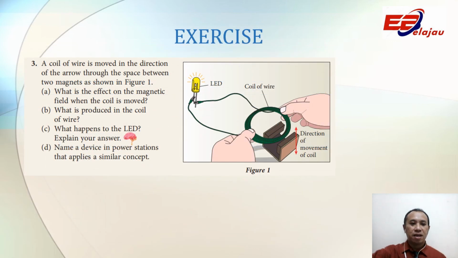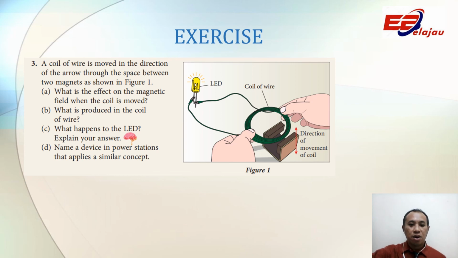Question number 3. A coil of wire is moved in the direction of the arrow through the space between two magnets as shown in Figure 1. Question A. What is the effect on the magnetic field when the coil is moved? The answer is magnetic field lines are cut. B. What is produced in the coil of wire? The answer is an induced current.